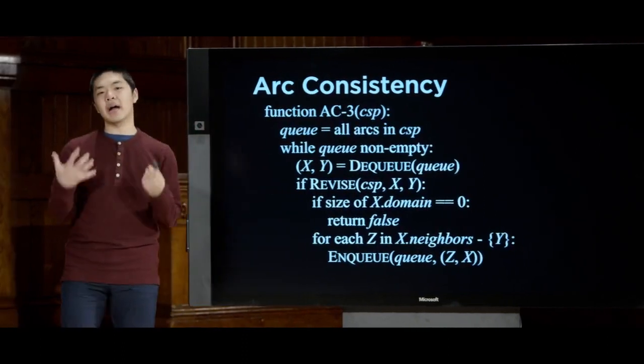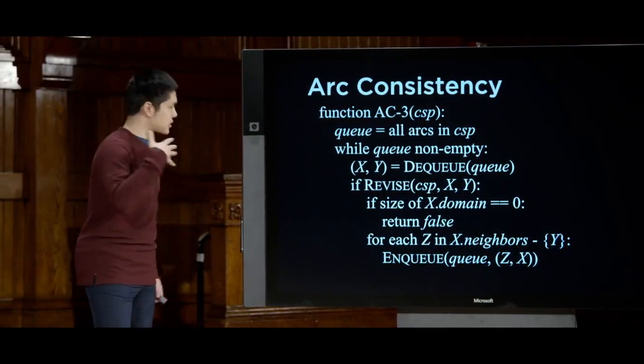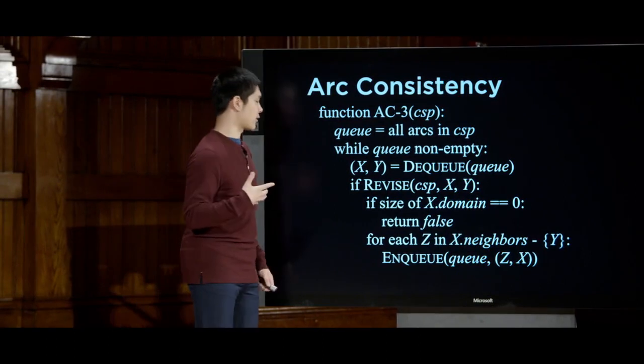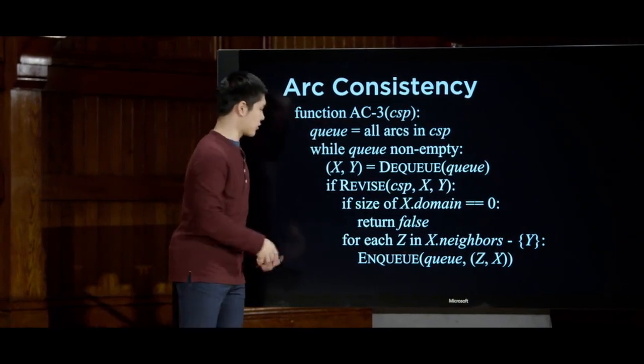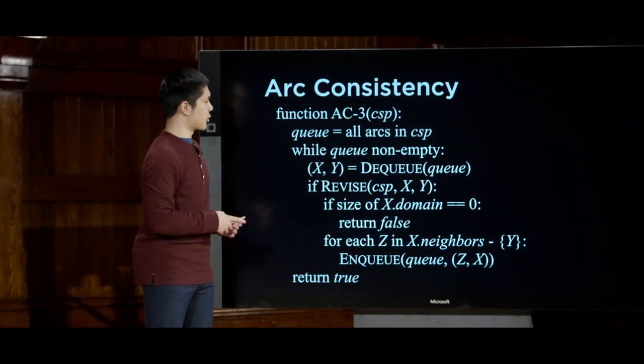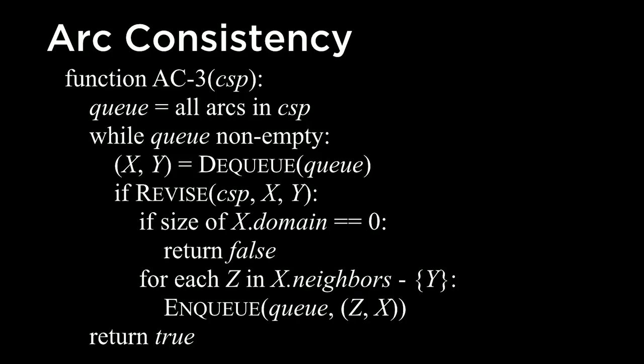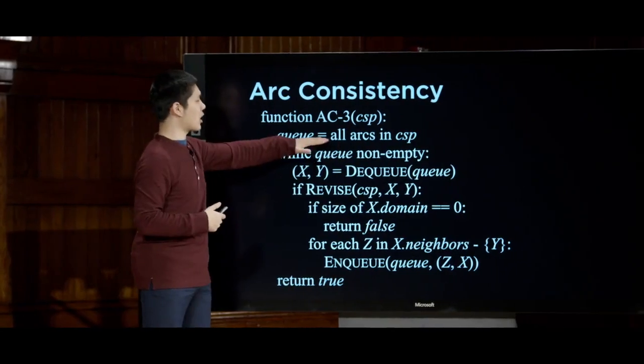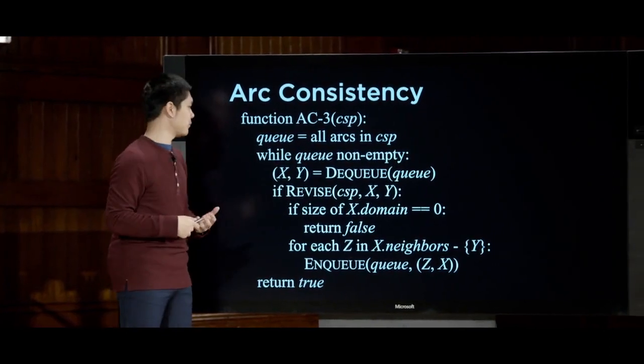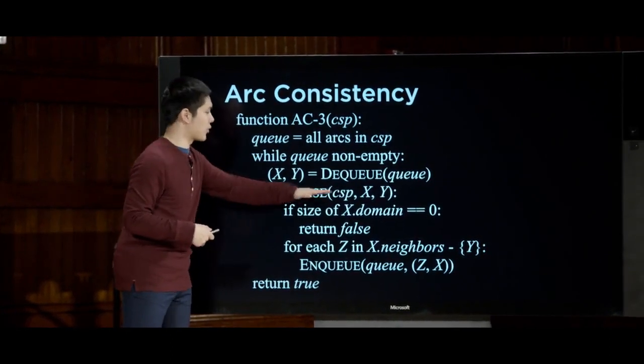So we need to add back some arcs to the queue in order to continue to enforce arc consistency. At the very end, if we make it through all this process, then we can return true. But this now is AC3, this algorithm for enforcing arc consistency on a constraint satisfaction problem. And the big idea is really just keep track of all of the arcs that we might need to make arc consistent, make it arc consistent by calling the revise function.